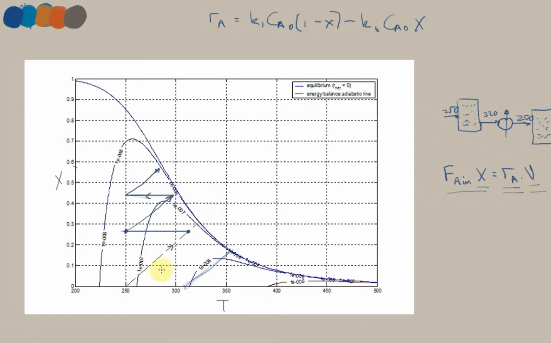So that is one strategy that we could apply here. So interstage cooling, that's how we term this. And that's an effective way of achieving higher conversions.